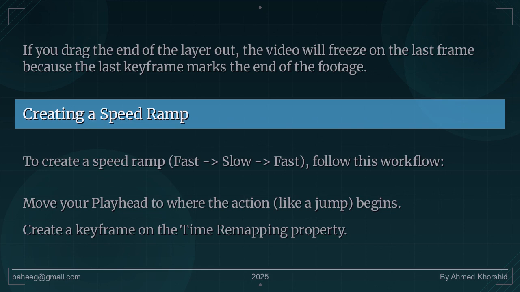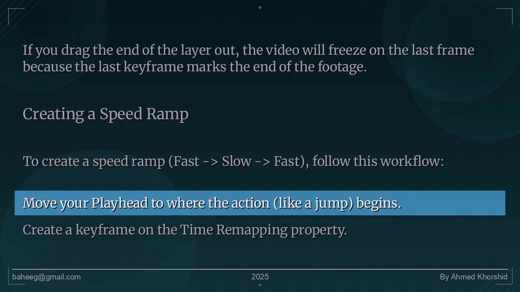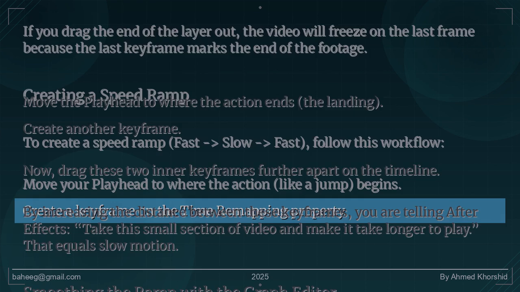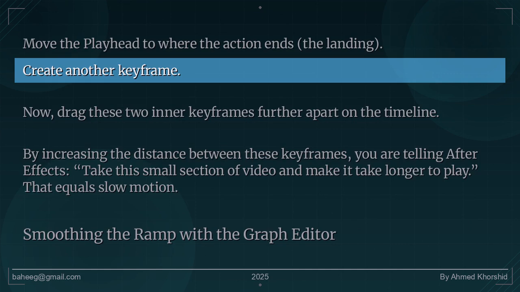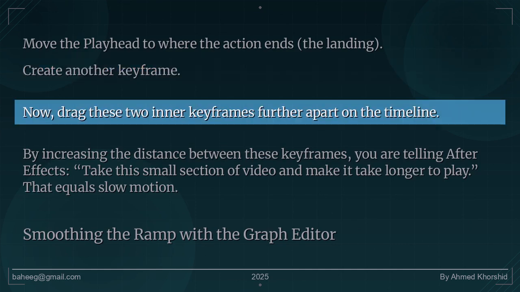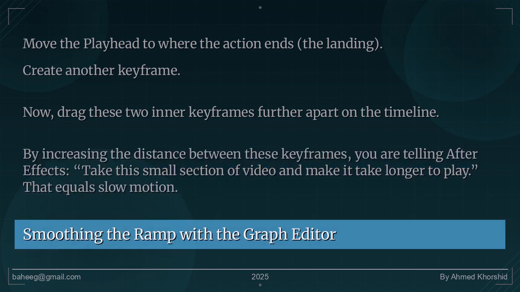Creating a speed ramp. To create a speed ramp, fast-slow-fast, follow this workflow. Move your playhead to where the action, like a jump, begins. Create a keyframe on the time remapping property. Move the playhead to where the action ends, the landing. Create another keyframe. Now, drag these two inner keyframes further apart on the timeline. By increasing the distance between these keyframes, you are telling After Effects, take this small section of video and make it take longer to play. That equals slow motion.